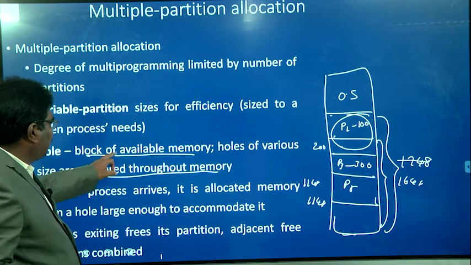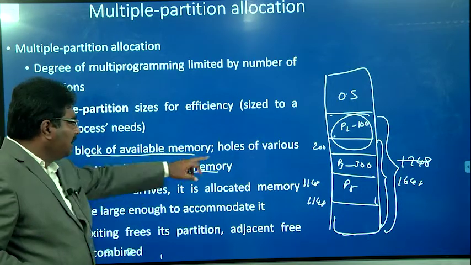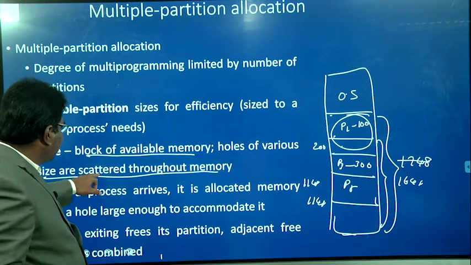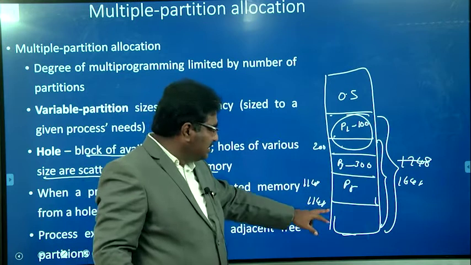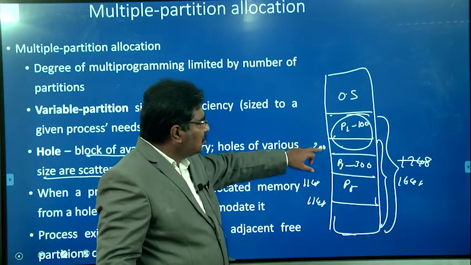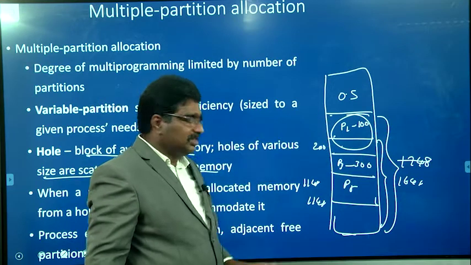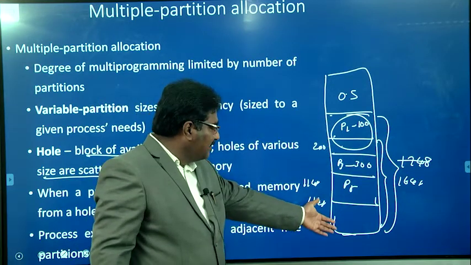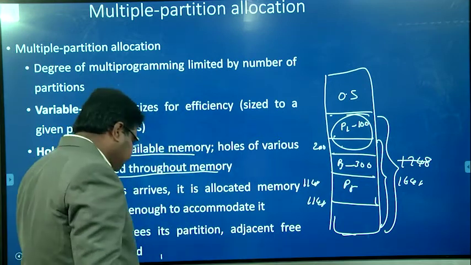A hole is nothing but a block of available memory, that is, the free space available in the primary memory. Holes of various sizes are scattered throughout the memory because they do not all have a fixed size. In this example, previously it was 200, and when P1 released the memory, the hole size became 300 MB. Similarly, here 1148 MB of free space is available.